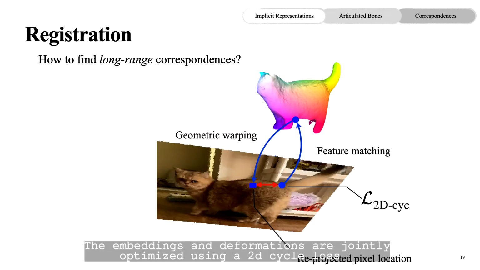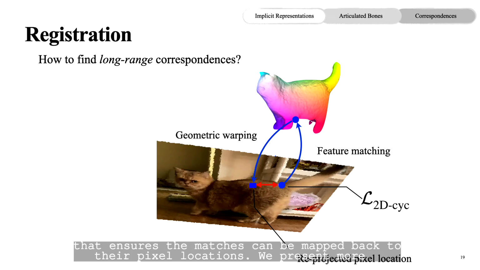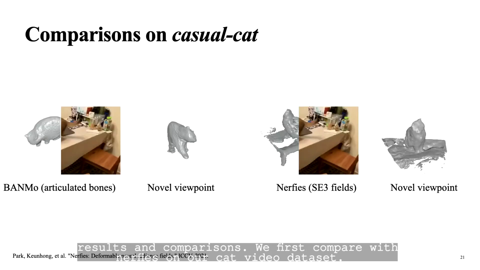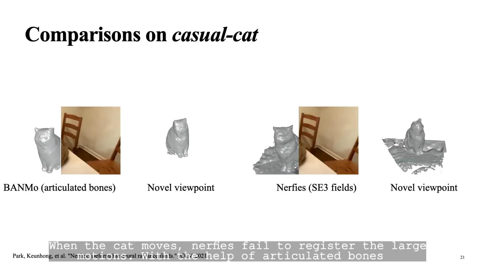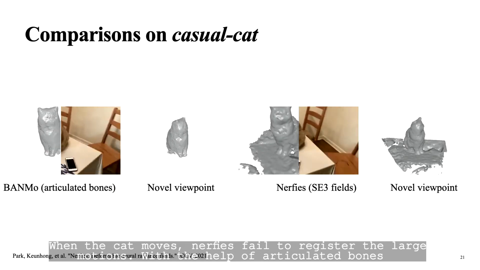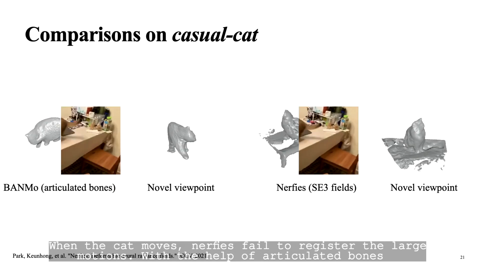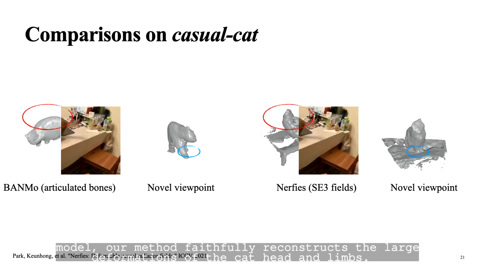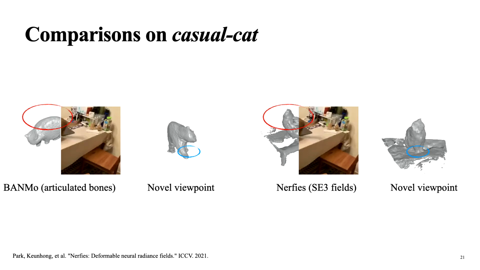The embeddings and deformations are jointly optimized using a 2D cycle loss that ensures the matches can be mapped back to their pixel locations. We present more results and comparisons. We first compare with NeRFs on our cat video dataset. When the cat moves, NeRFs fail to register the large motions. With the help of the articulated bones model, our method faithfully reconstructs the large deformations of the cat head and limbs.